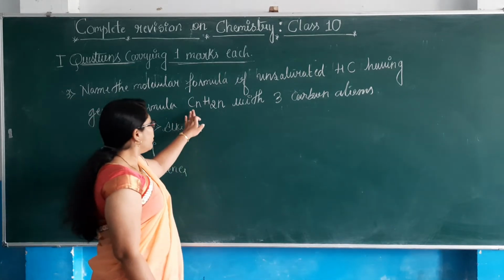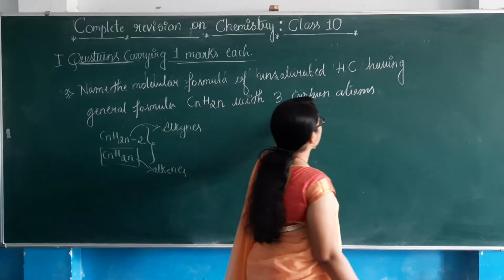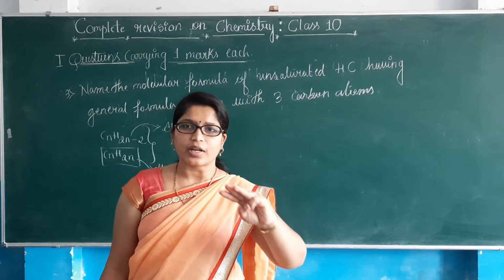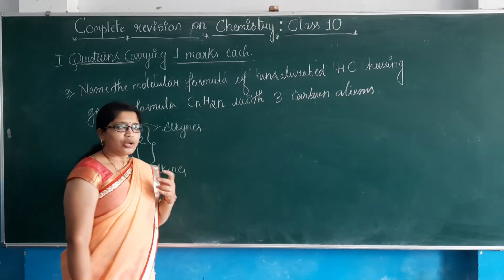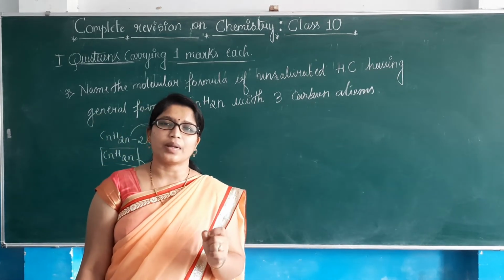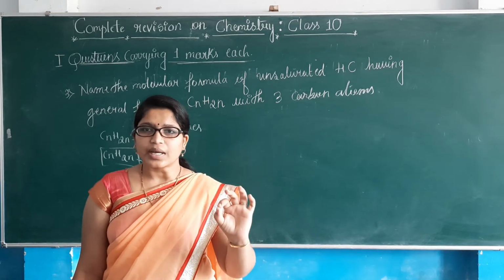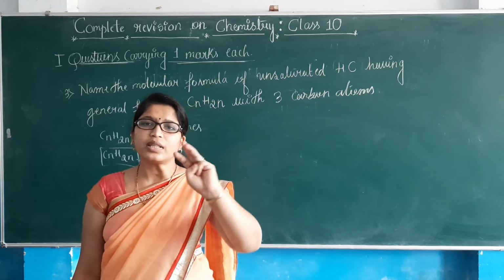So now with this formula CnH2n, they are asking for 3 carbon atoms. So what is the question they are asking? Write the formula for unsaturated hydrocarbon with the formula CnH2n with the 3 carbon atoms.